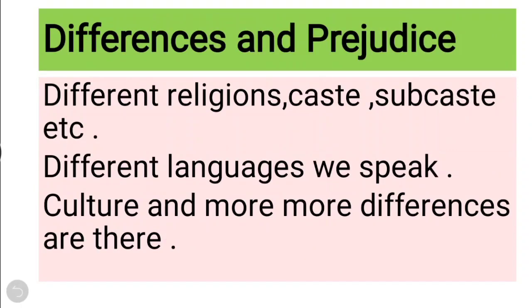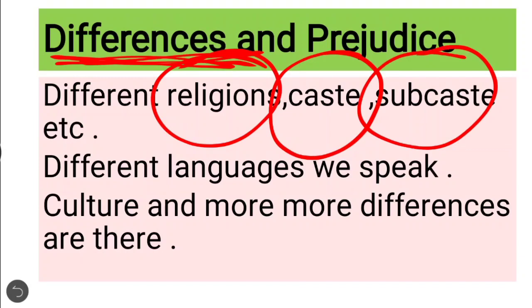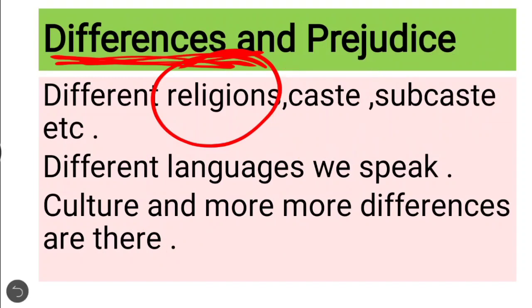Now this word differences, its simple dictionary meaning is that something is not the same. If you look among people, differences can arise due to the religious factor, the caste factor, the subcaste factor, even your height. You're not the same as some other person next to you. Your gender also makes differences.